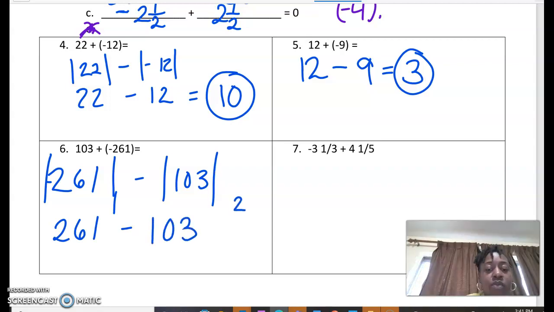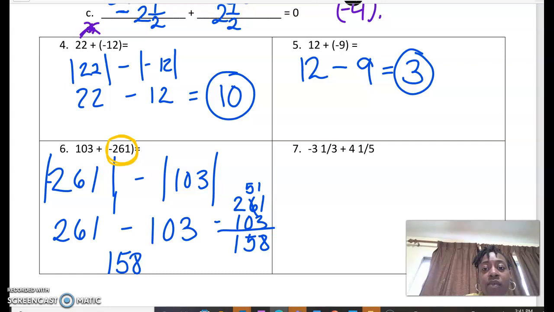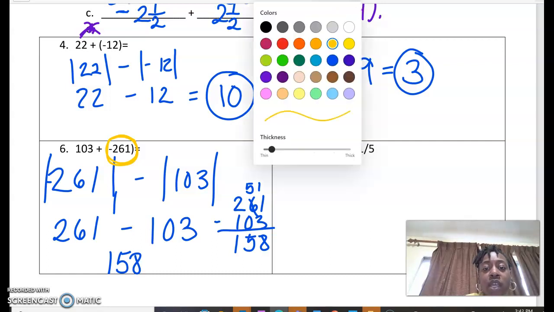And some of you I saw doing this, which you should do. That's your scratch work on the side. See me doing that borrowing. 11 minus 3, that's going to be 8. 5 minus 0 is 5. 2 minus 1 is 1. So this answer is 158. But this term here has a larger absolute value. So my answer needs to be negative 158.